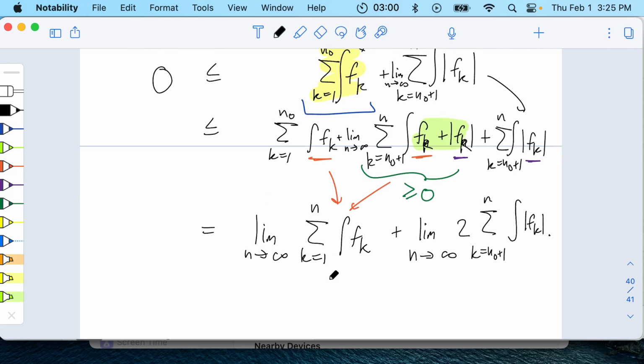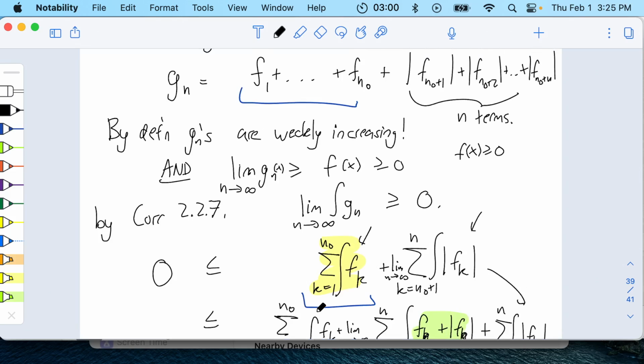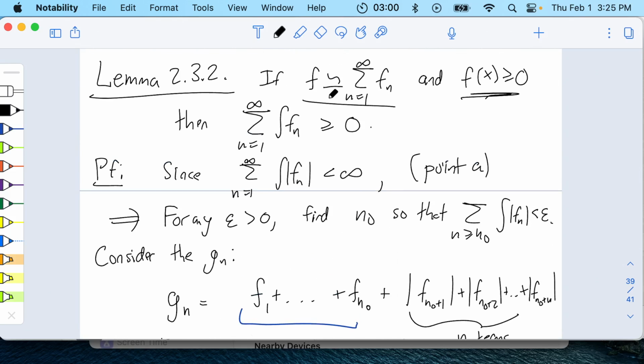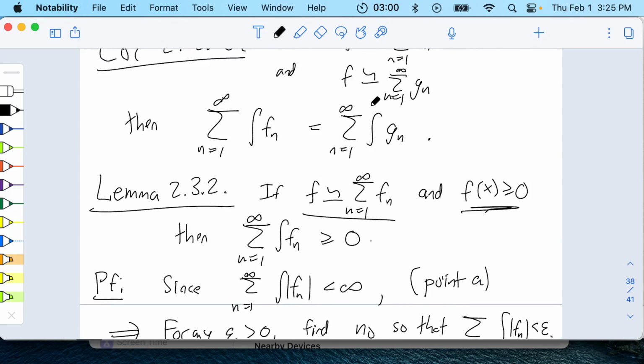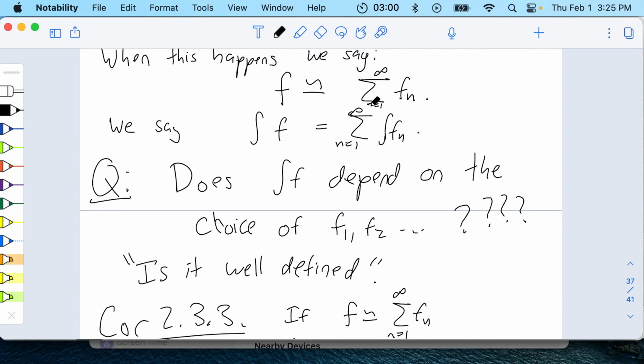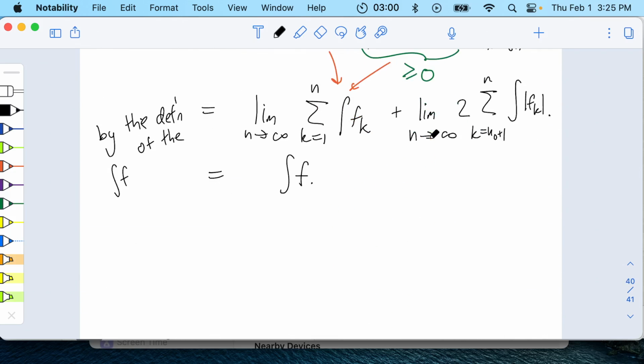Because by the definition of the integral of f, when f is a sum, f1 plus f2 plus f3, the definition is that the integral of f is the infinite sum. And that's what we have here. So that's the integral of f.